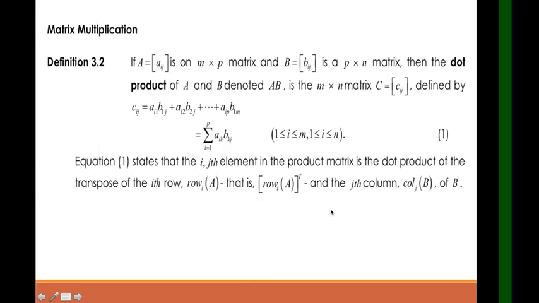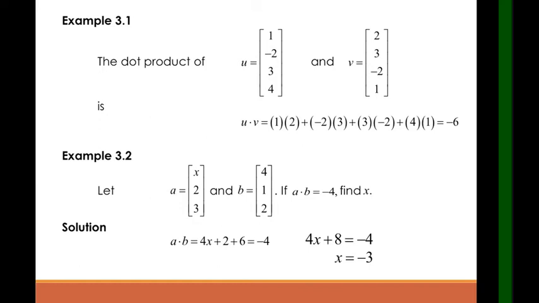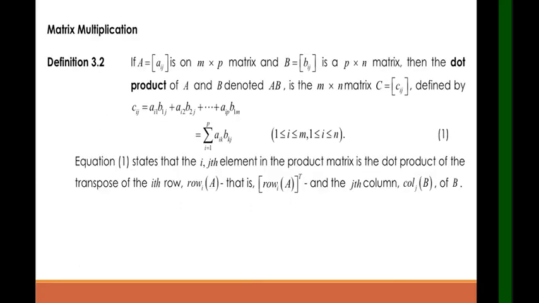Now, matrix multiplication. Actually, this one is already a matrix multiplication, no? A dot product. Now, let's continue with matrix multiplication. If A is equal to the matrix [a sub ij], an m by p matrix, and B is equal to the matrix [b sub ij], a p by n matrix, then the product of A and B, denoted by AB, is the m by n matrix.